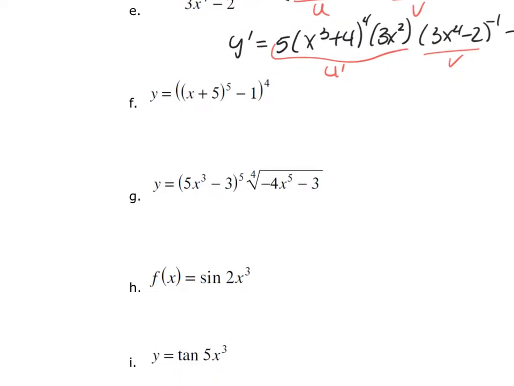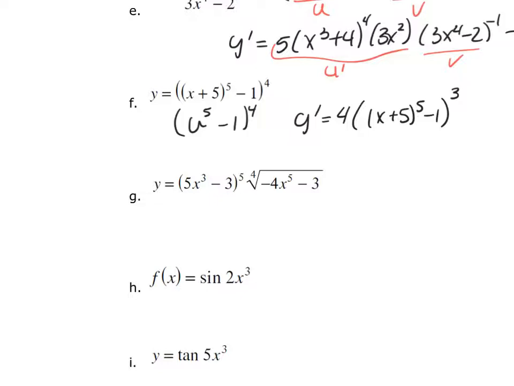On this next one, I have a function inside of a function. So I'm going to think of this as u to the 5th minus 1 raised to the 4th power. That's how I'm going to think of it. So if I'm asked to do the derivative y prime, first I'm going to do the derivative of my outer function. So that 4 is going to come back down. And then I'm going to have x plus 5 raised to the 5th power minus 1 raised to the 3rd power. That is just the derivative of the outer function.